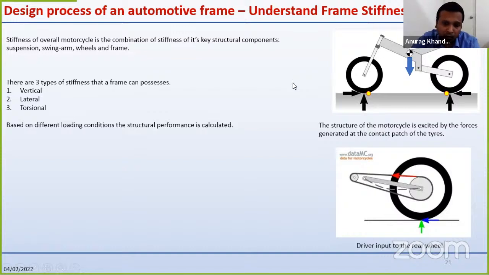And simulations have shown that torsional stiffness of frame near steering head plays an important role in high speed wobble. It helps to stabilize the vehicle. Similarly, the lateral stiffness of the suspension also helps to stabilize the wobble phenomena. Then the rear frame also helps in weave mode of the vehicle.